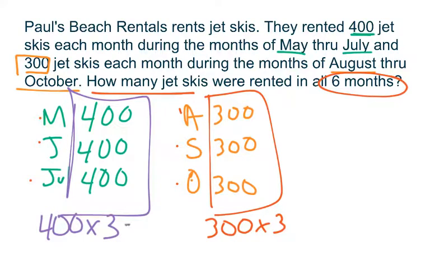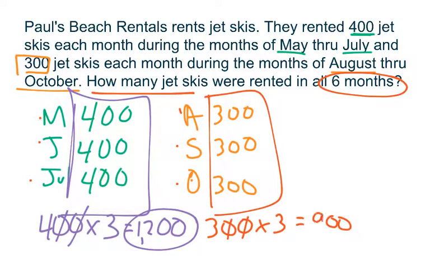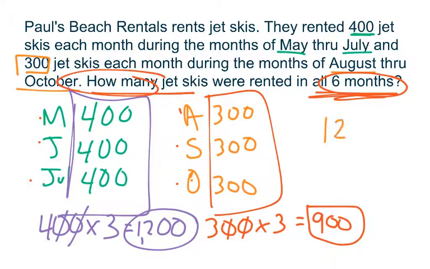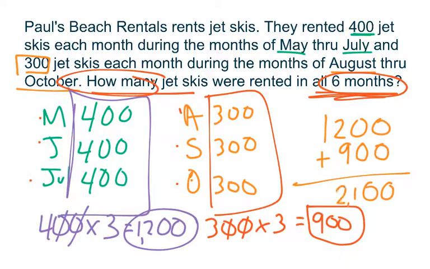So when I solve 400 times 3, I can cross my zeros out, place them here. 4 times 3 is 12, so that gives me a product of 1,200. Over here, I cross my 2 zeros out, put them in my product, and 3 times 3 is 9. Now, if I want to know how many were rented in all 6 months, I need to add those two products. So 1,200 plus 900. And when I add those two products, I get 2,100 jet skis rented. So that is my final answer.